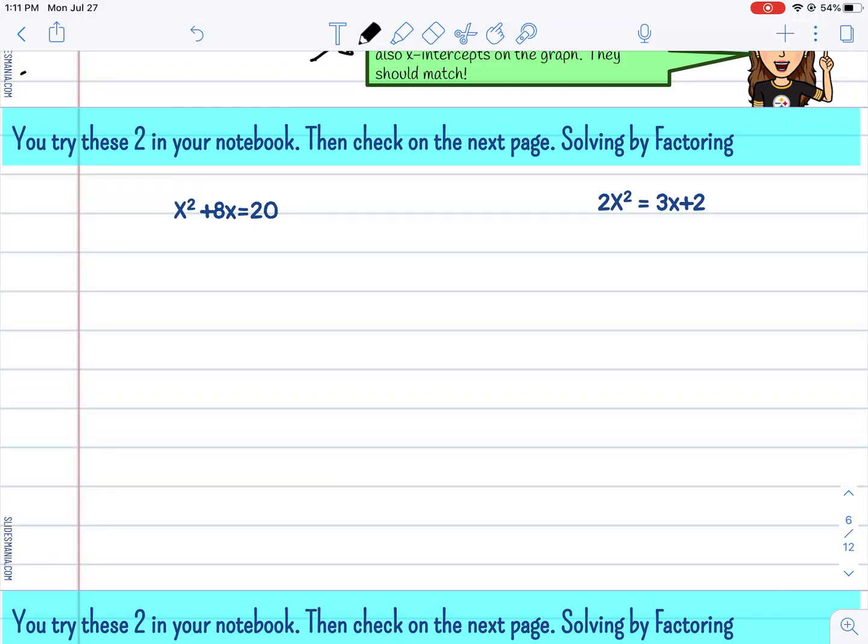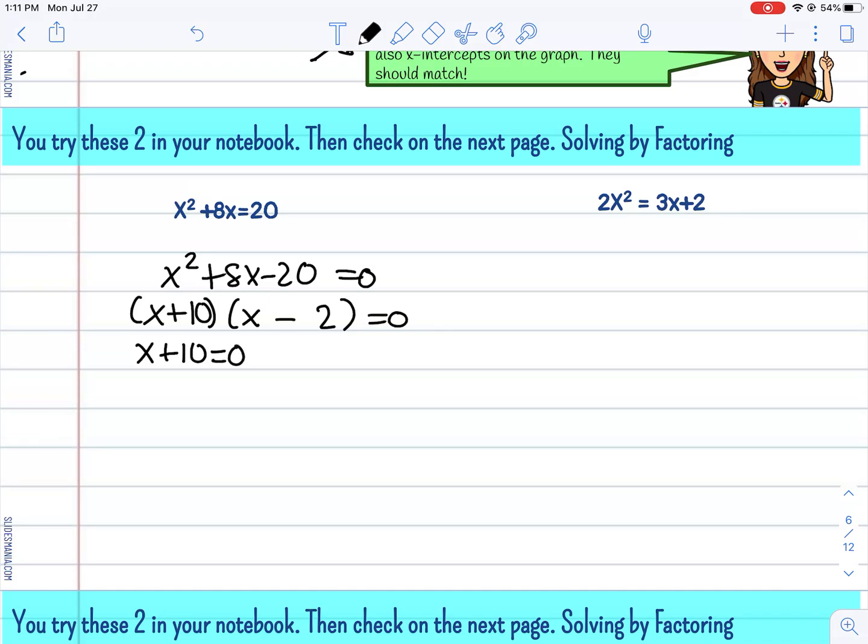Okay, so hopefully you hit the pause button, and let's see how you did. So we subtract our 20 over, and then we need to think of some factors here for 20. So 10 times 2 is 20, and I know plus 10 minus 2 would make the 8. And then I said each one equal to 0. So I can see x is negative 10, and over here x is 2. So again, that means the parabola is going to cross at those two spots on the graph.